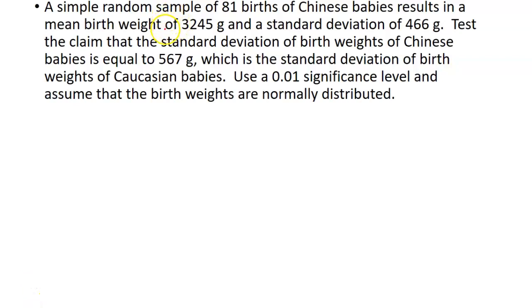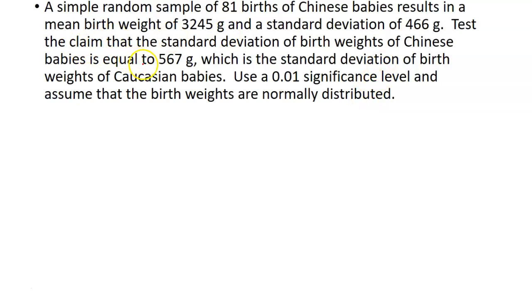So this was the problem that I didn't get to in the Zoom session today that I wanted to go ahead and share with you. Here we have a simple random sample of 81 births of Chinese babies. Results in a mean birth weight of 3,245 grams and a standard deviation of 466 grams. We want to test the claim that the standard deviation of birth weights of Chinese babies is equal to 567 grams, which is the standard deviation of birth weights of Caucasian babies. Use a 0.01 significance level and assume that the birth weights are normally distributed.